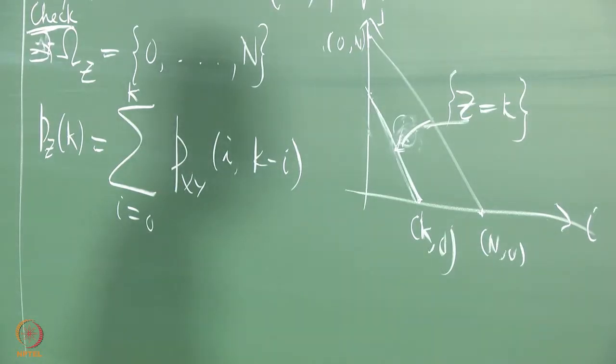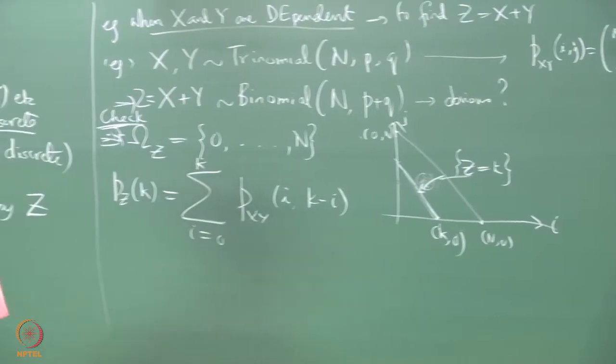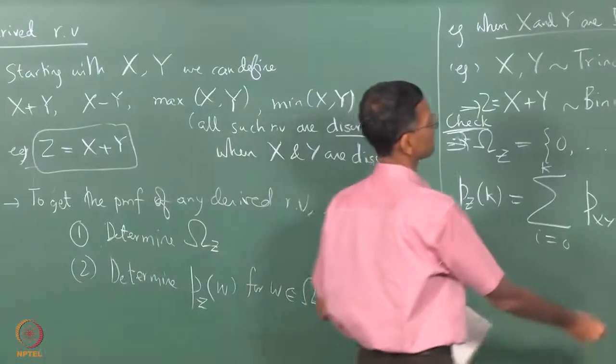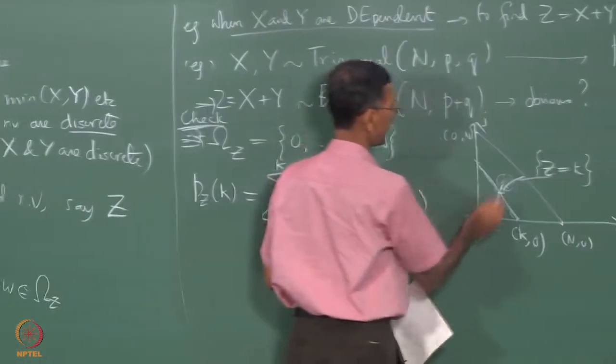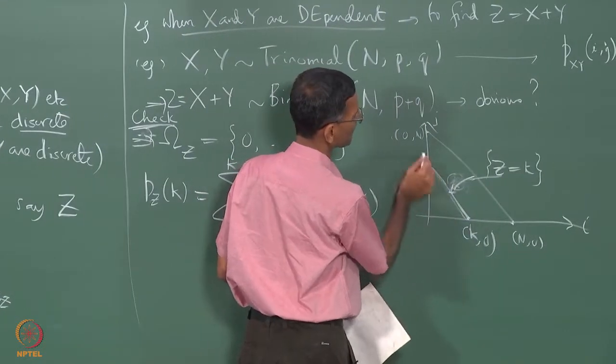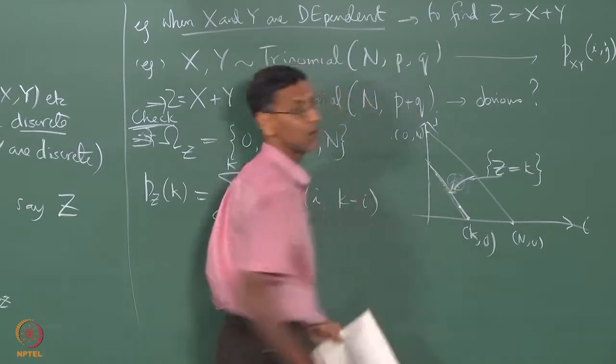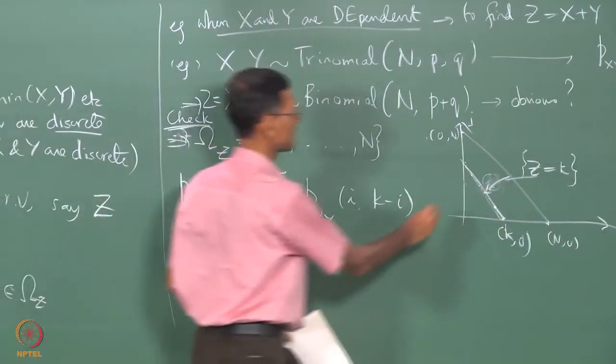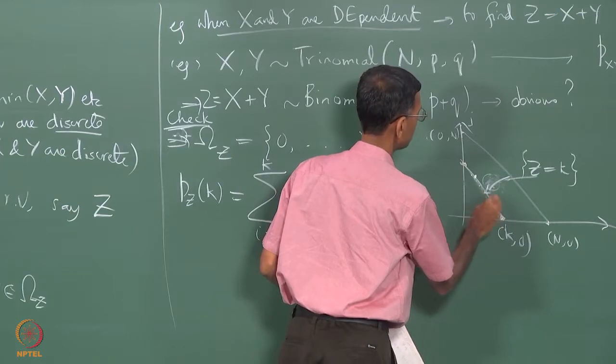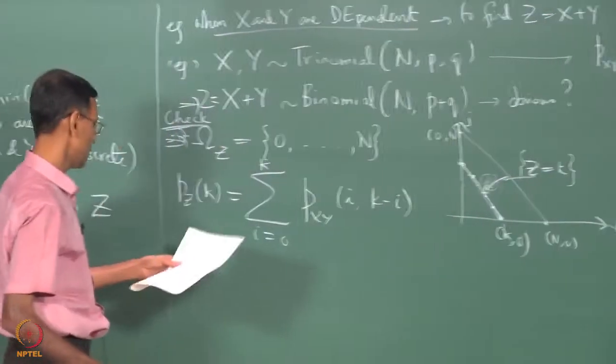Z equal to k is the same as x plus y equal to k, right. So you are basically taking some point on this line, for that value of k, and adding up all the points that fall on that line, the probabilities of all the points that lie on this line. So you can easily do this.